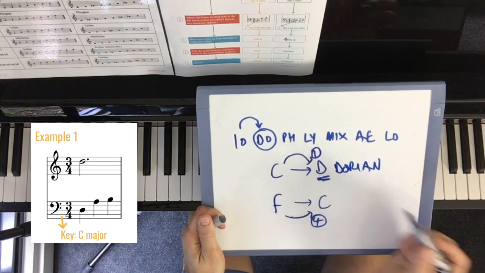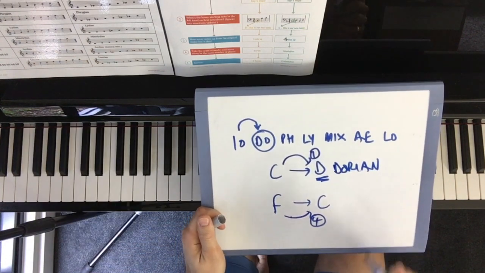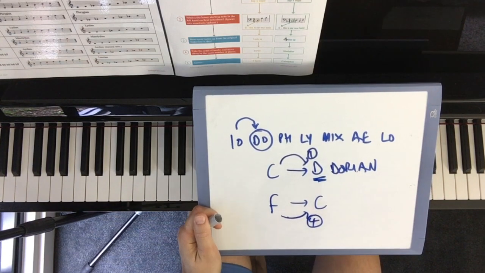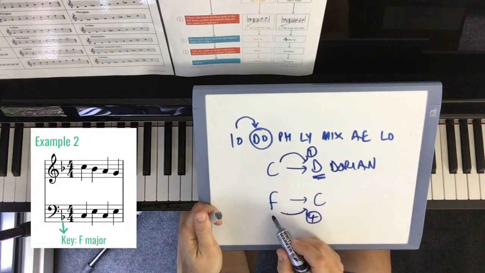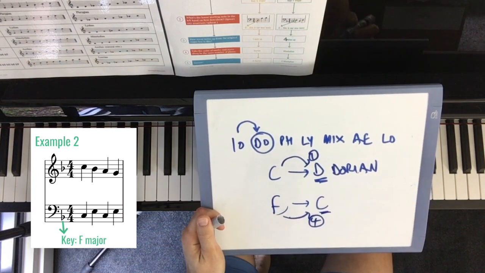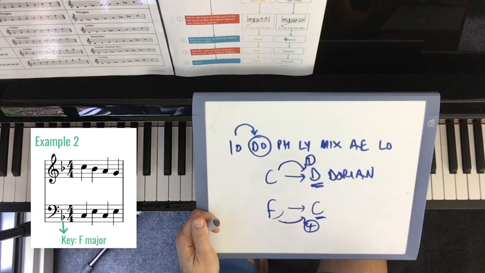And we use the new lowest note, that new naming note, as the key of the piece of music. So D Dorian. In the case of the second one, it looked like it was in F major. It's not in F major because it starts on C and it's got that modal flavor to it.